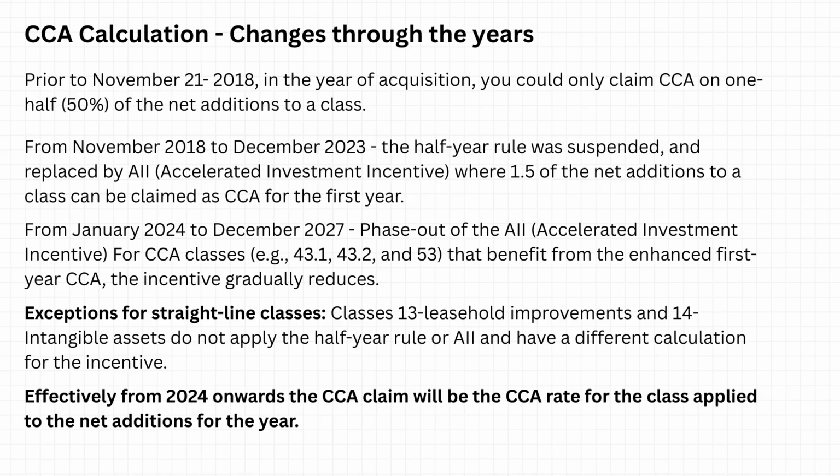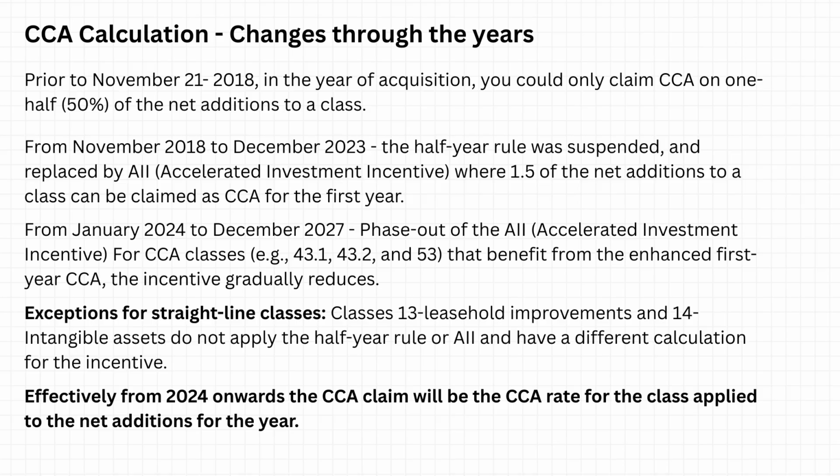But, and this is a really big but, this awesome incentive isn't forever. It's being phased out. So from 2018 through 2023, you got the full 1.5 times boost, but starting in 2024, that bonus starts shrinking for some key asset classes, and it's going to keep dropping. And of course, it wouldn't be a tax rule without exceptions, right? You can't just apply that 1.5 times multiplier to everything.